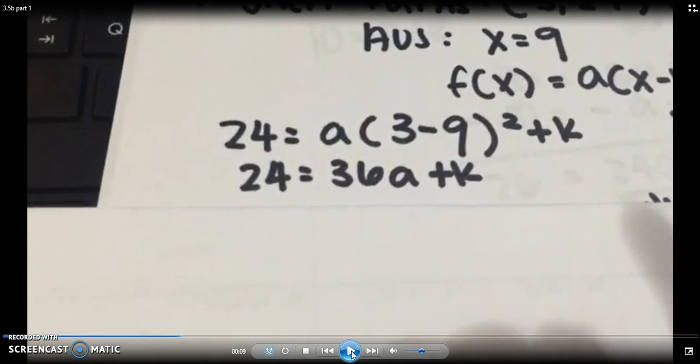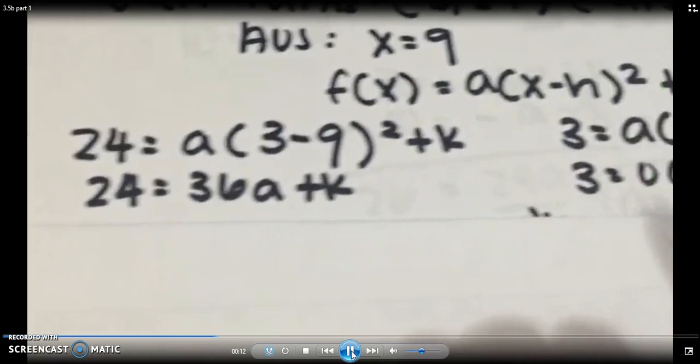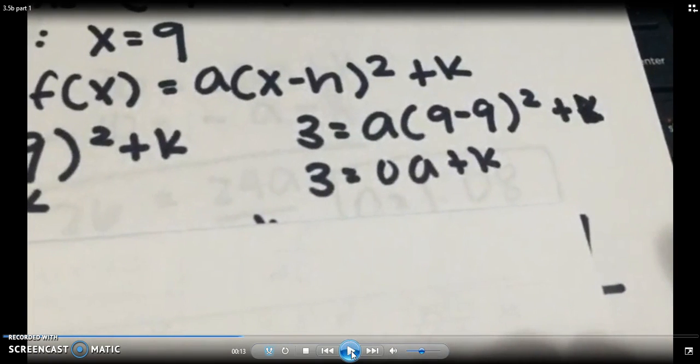And after I simplify it, it equals 24 equals 36a plus k. And you want to do the same thing for your second set of points. So since the 3 is my y, my 9 is my x, and h is the 9, my equation would look like 3 equals a parentheses 9 minus 9 parentheses squared plus k, which then simplifies down to 3 equals 0a plus k.